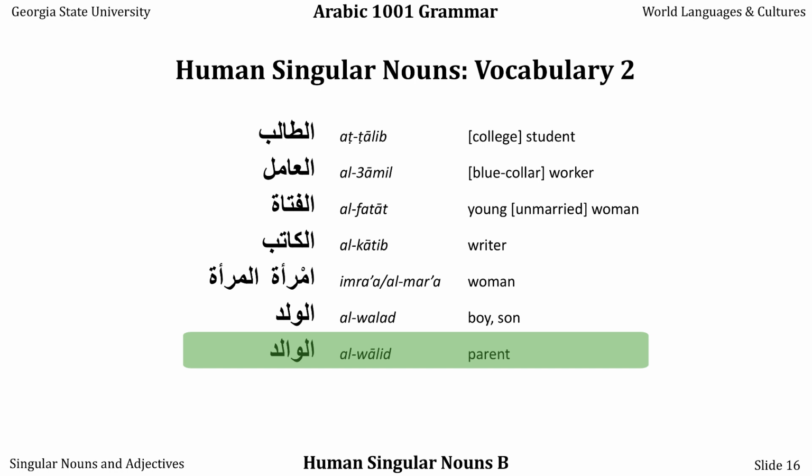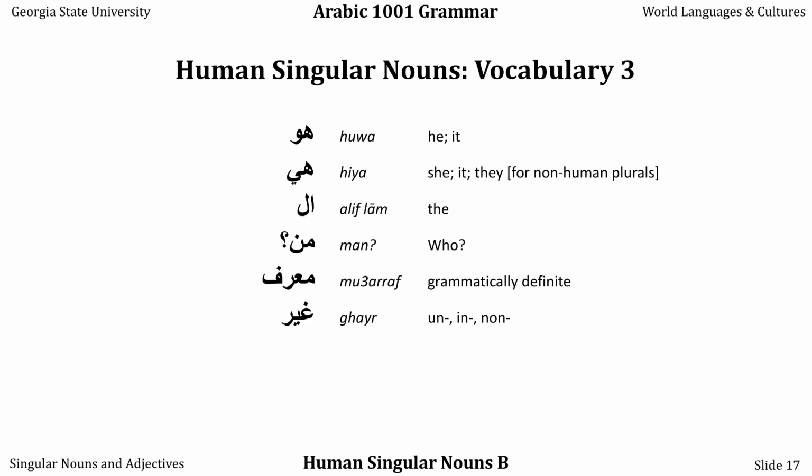If it's a mother, it gets a ta marbuta and becomes walida. And then here are the special words we've learned. Huwa can mean he or it. Hiya can mean she or it, and sometimes they, which is what we'll study in Lesson 5. Alif Lam is our word for the. Man is who. Mu'arraf is our word for grammatically definite, and ghair is our prefix for un or in or non. Now you know more words for more people, so go find a talib or a shab or a fatat or any old shakhs and make them your sadiq.